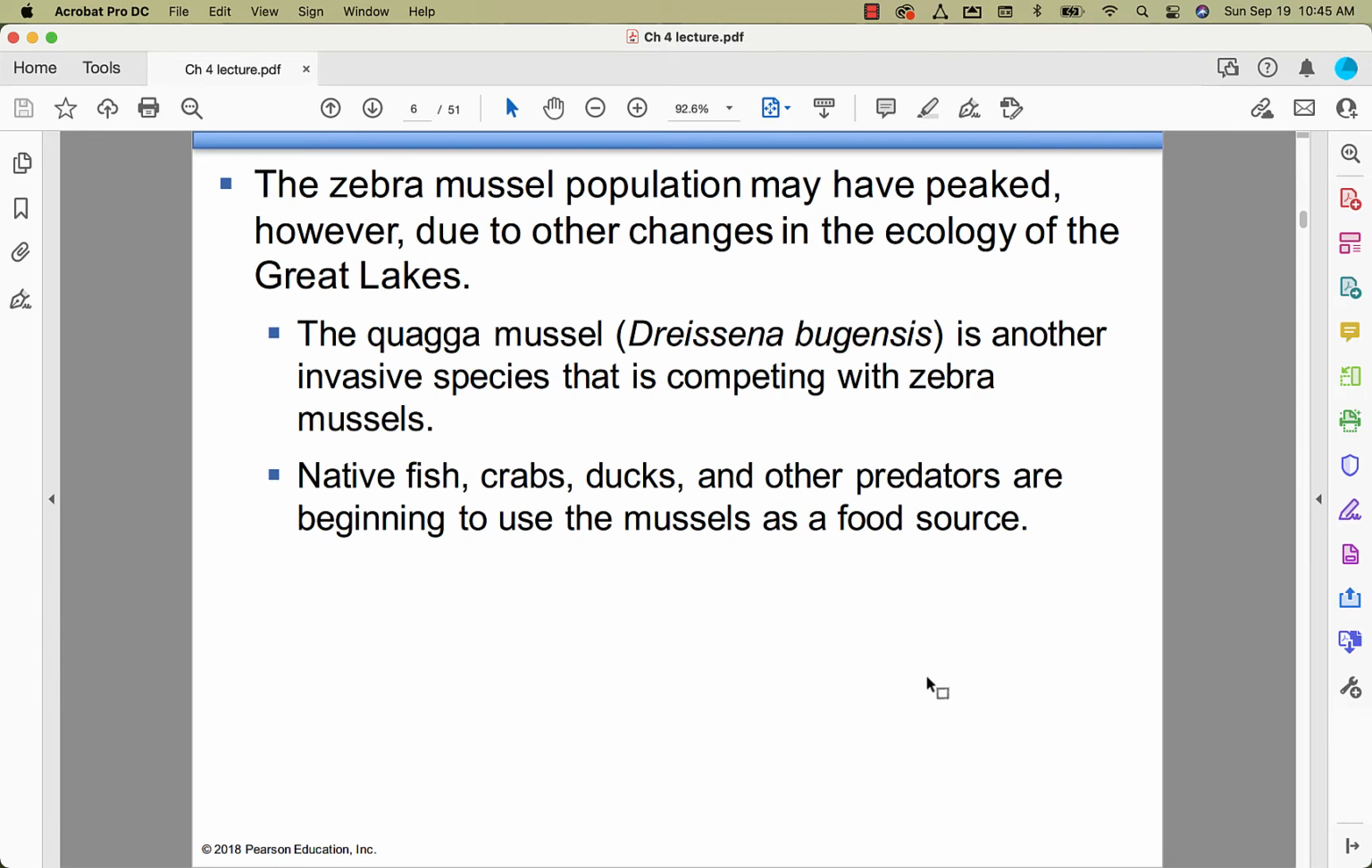Changing the ecology of the Great Lakes has actually kind of started to backfire on the zebra mussels. There's another invasive species called the quagga mussel that's now competing with zebra mussels. And now that the zebra mussels have been around for a long enough period of time, native animals are starting to use those mussels as a food source. They realize that it's edible, so they are starting to use them as a food source. So the tide is turning as far as zebra mussels go.